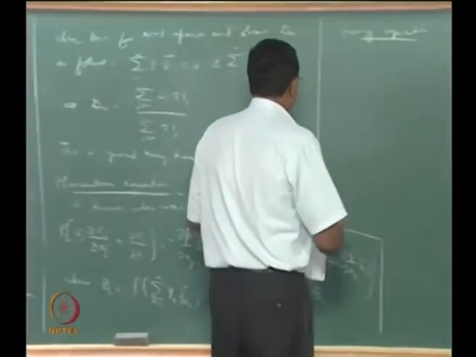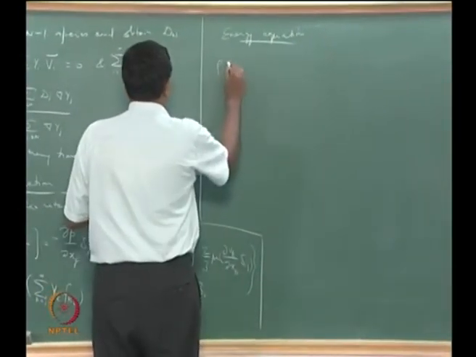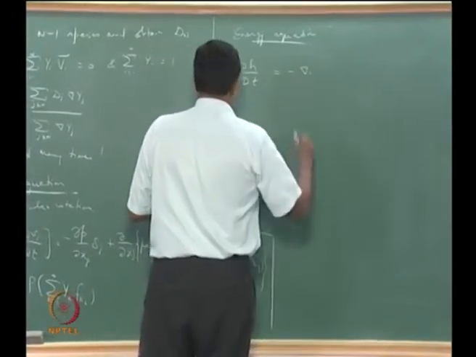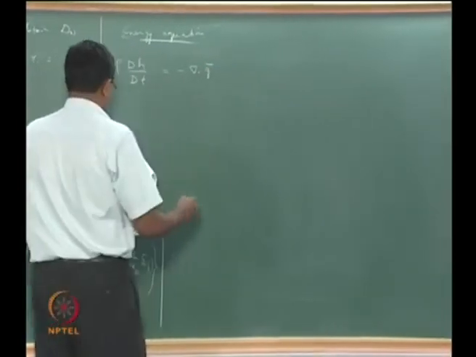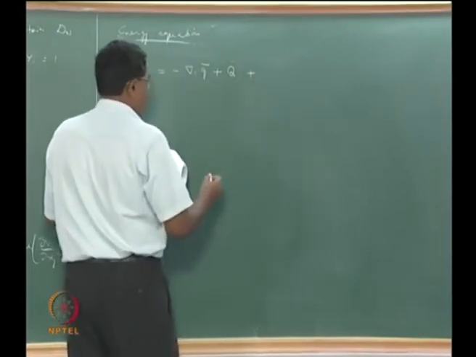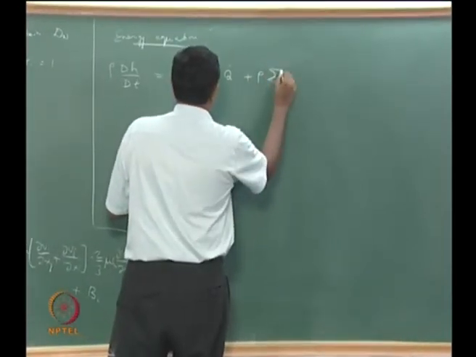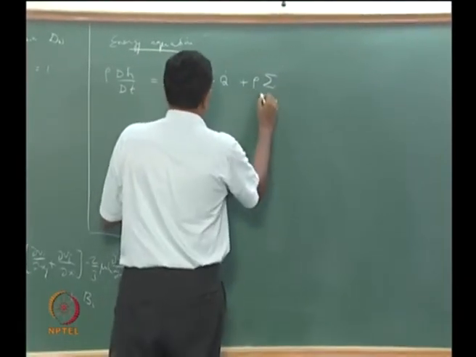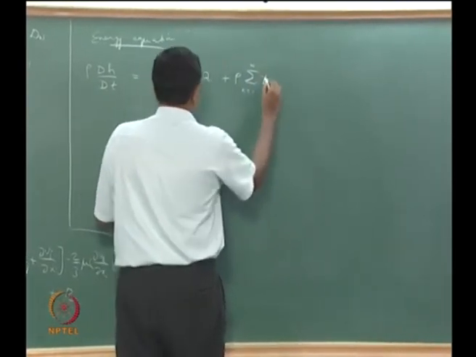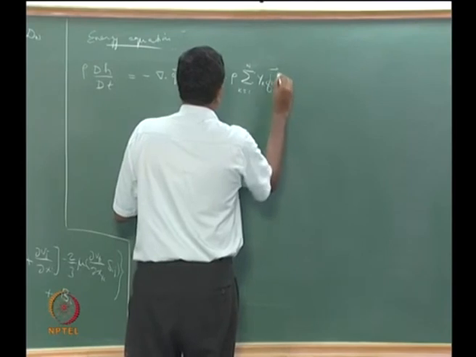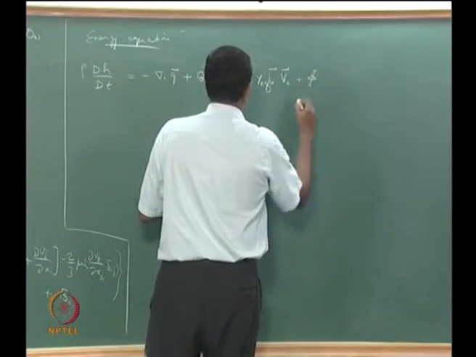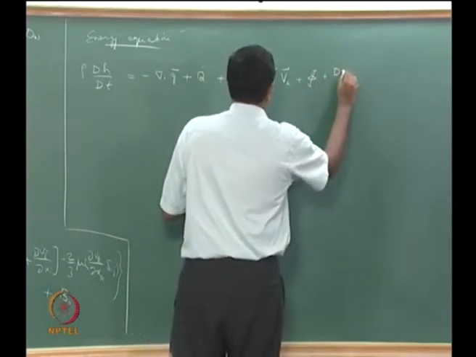So here we are: rho dH over dt equals minus gradient of q vector plus q dot plus rho sigma k equals 1 to n, Y_k f_k vector dot V_k vector, plus phi plus dp over dt.